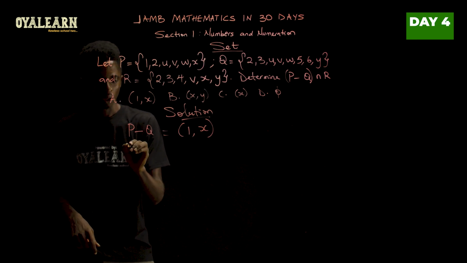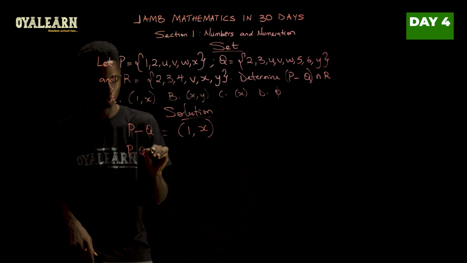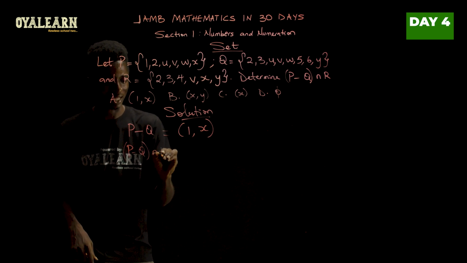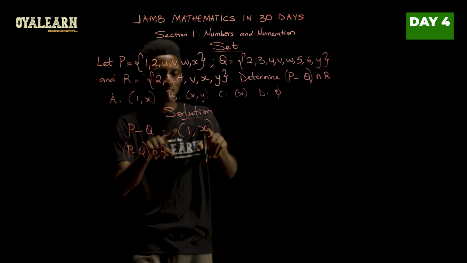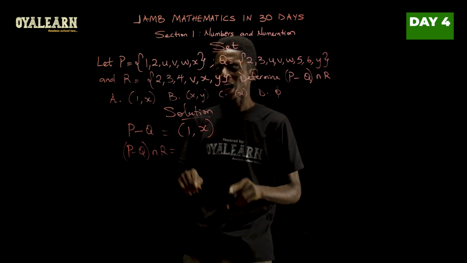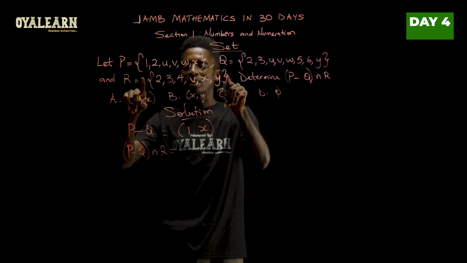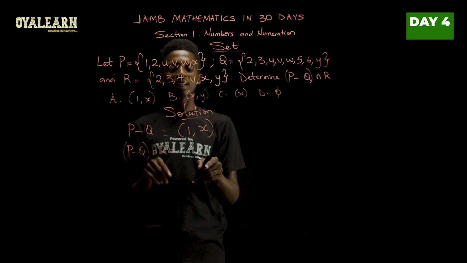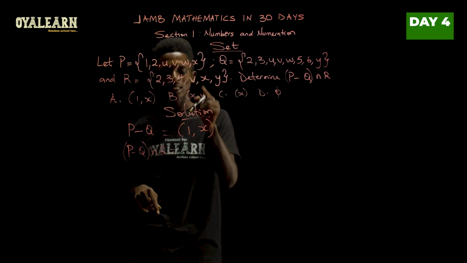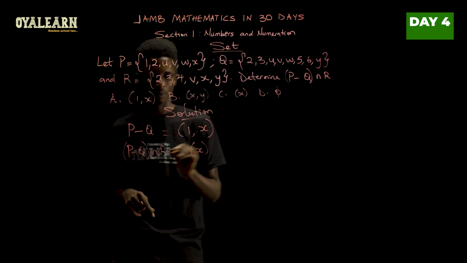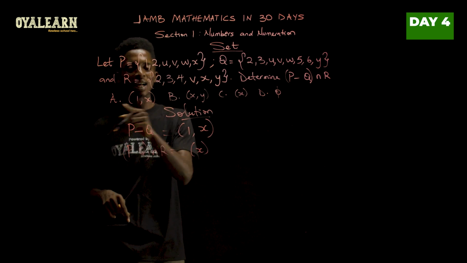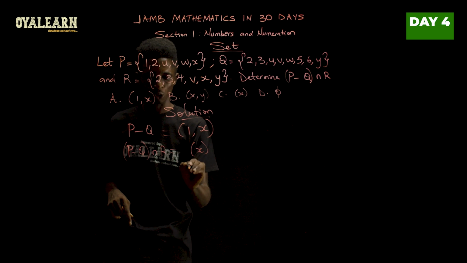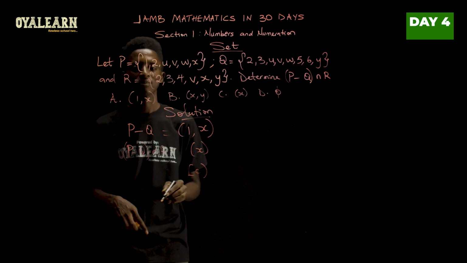Now, P minus Q intersect R means, what does this new set that we have created have in common with R? When we consider these two sets, you find that the only thing they have in common is X. Therefore, the correct answer in the options here is option C.